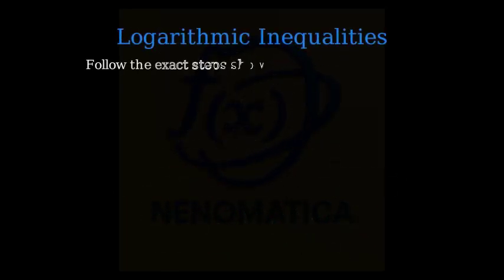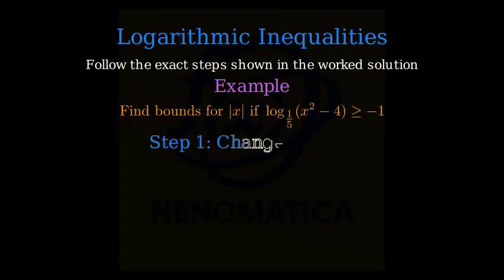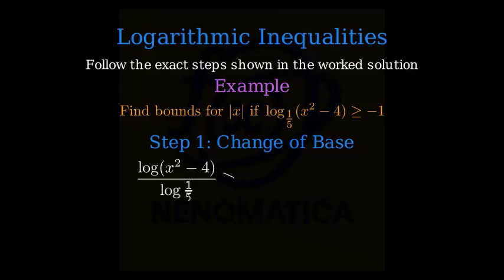In this example, we will follow the exact textbook steps to solve a logarithmic inequality. Find the bounds for the absolute value of x. Given log base 1/5 of the quantity x squared minus 4 is greater than or equal to -1. Step 1. Apply the change of base formula. That turns the expression into the common log of x squared minus 4 divided by the common log of 1/5 greater than or equal to -1.